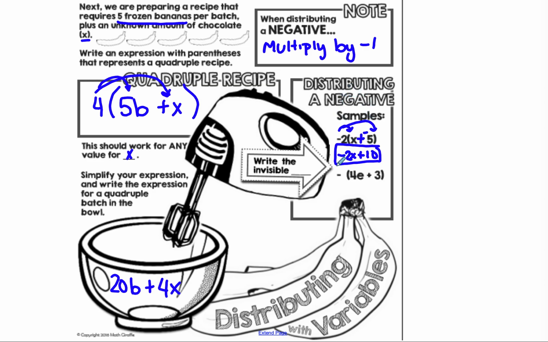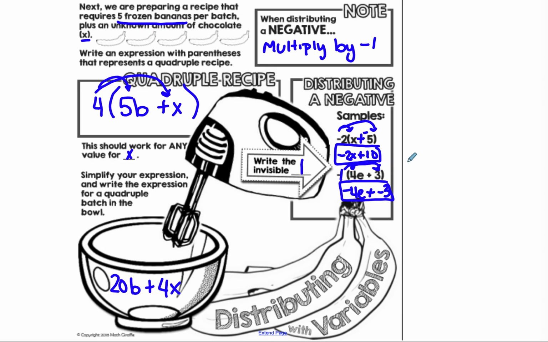All right, so here I've got a negative or a minus sign right in front of it. And it doesn't have any number, so I can just write in that invisible 1. So I'm just going to write it right there, -1. And now I'm going to distribute that -1 times each part. -1 times 4e is -4e. It's just changing the sign. Plus -1 times 3 is -3. So that's my answer on that one, -4e plus -3.